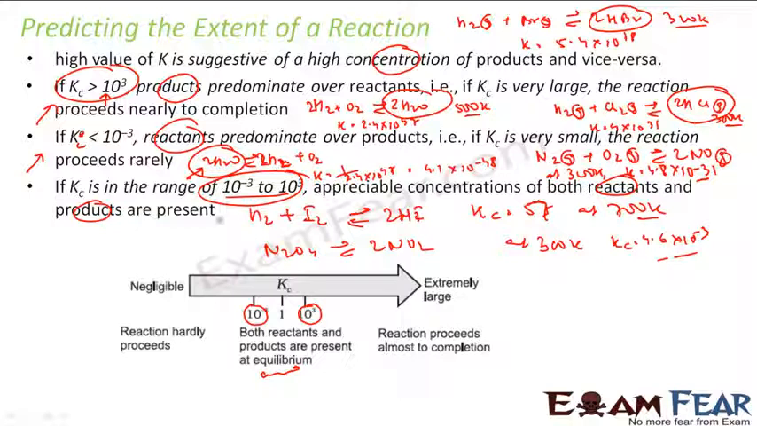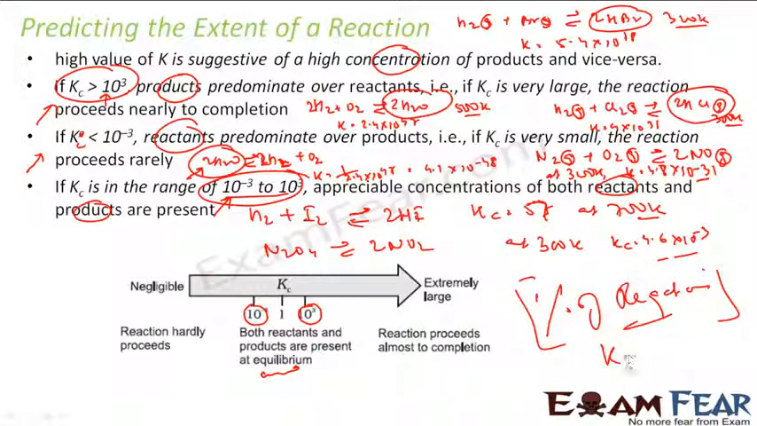If my Kc is in the appreciable range, from 10 to the power minus 3 to 10 to the power 3, in that case I can say that almost 40 to 50% of my reactants will react to form product. So that is giving me the percentage of reaction. Correct. This is what I got: the percentage of reaction from the value of Kc or Kp.